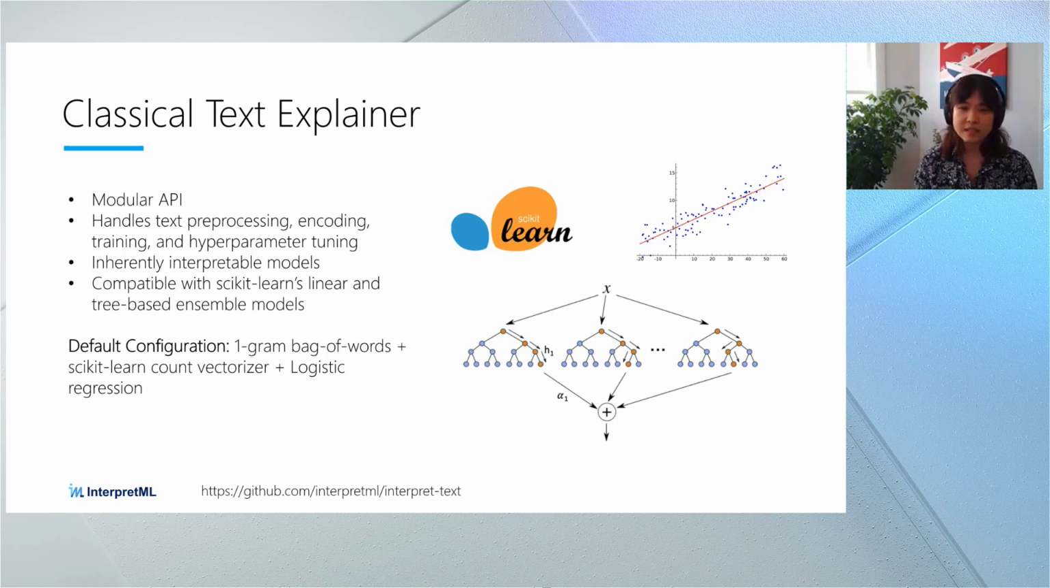So the classical text explainer is implemented as a wrapper around the entire NLP pipeline. You can think of it as including all of the text pre-processing, encoding, training, etc. You can supply your own data set without any external procedures, and it's compatible with linear models with support for coefficient and tree-based models. This API is modular, and users can swap out nearly all the components. The default configuration we have for users is a 1 gram bag of words for scikit-learn.